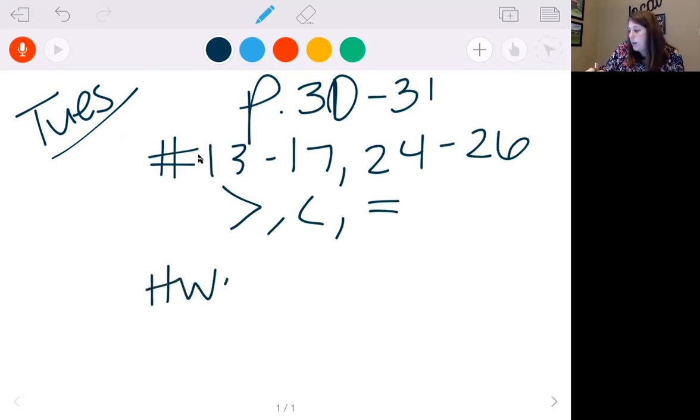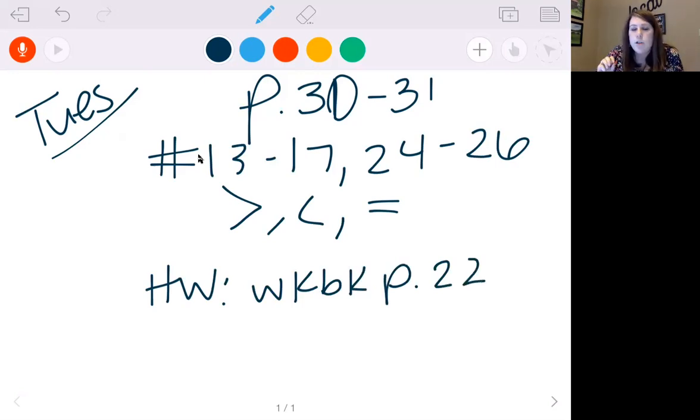Your homework is going to be workbook, page 22. Okay, so do exactly what you did yesterday. Pay attention to the directions. Remember, you can add zeros on the end and make everything have the exact same place value. That way, all you're looking at is the last three numbers. Makes it so much easier.